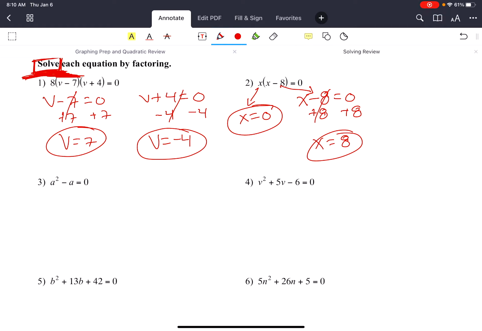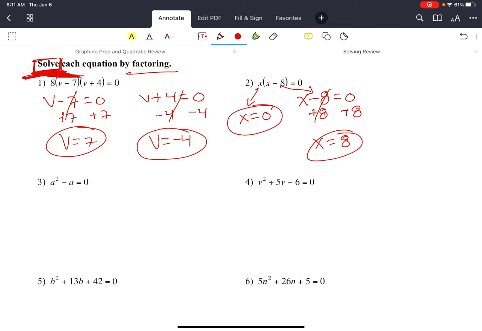Okay, what form is number 3 in? Tatum, what form is number 3 in? It's a tough one. There's no parentheses and there's a squared. Standard form, good. So if it's in standard form, but my instructions say to solve by factoring, that means I need to factor it. Now, before I do a puzzle, I got to check my 2 things. Does one side equal 0?